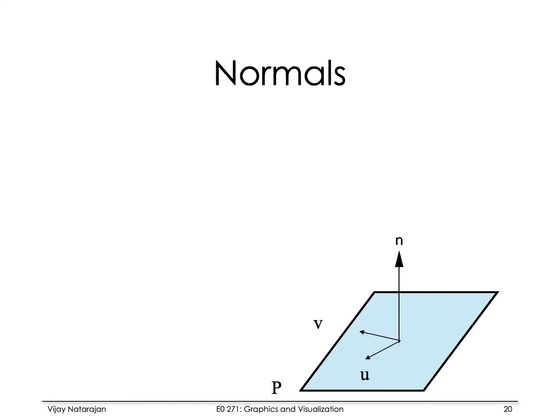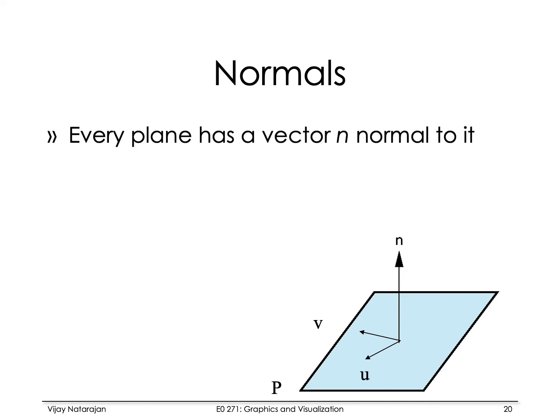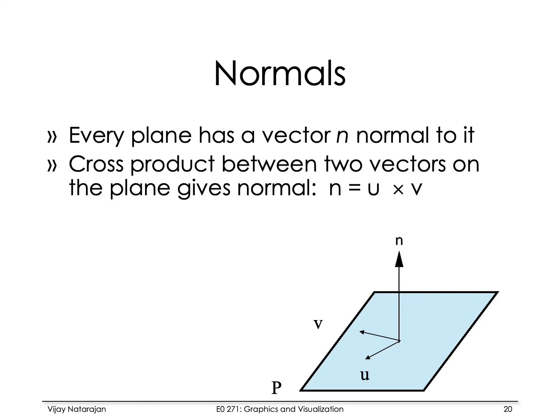Just to finish this discussion, we can talk about normals. Every plane has a normal, let's call it N. We know that the plane can be defined by a point that lies on the plane and two vectors U and V that lie on the plane. The normal N is simply defined as the cross product of U and V. You may want to go and refresh how you want to write the equation of this plane in terms of either N and P or U, V and P.